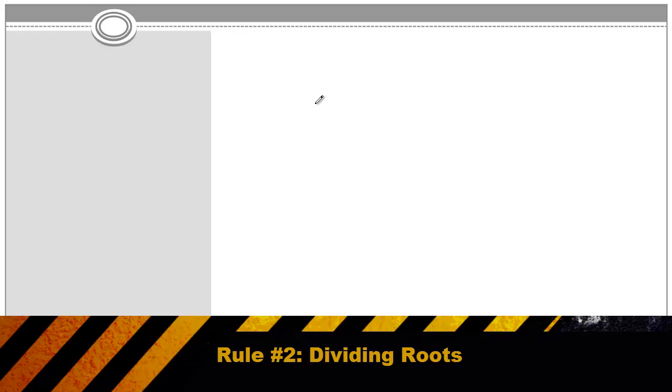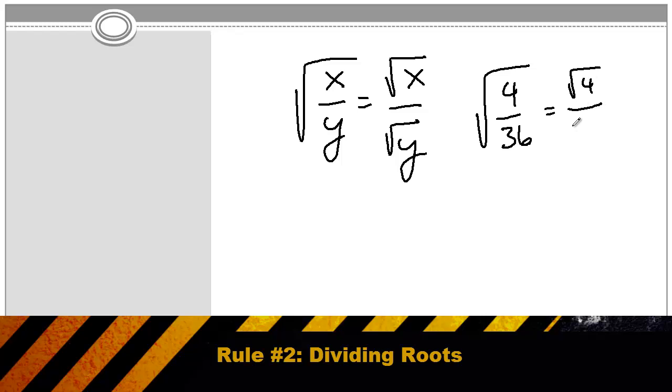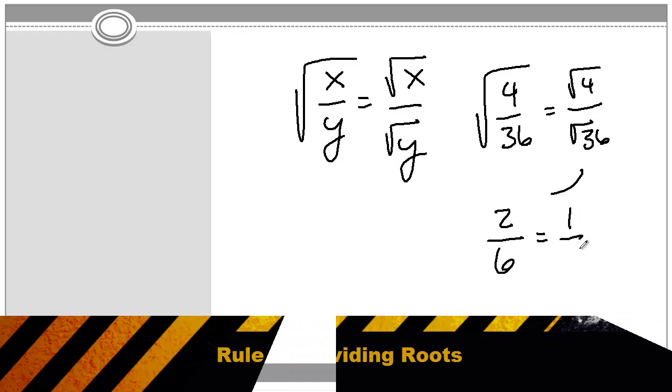The next concept has to do with dividing radicals. You should be aware that the square root of x over y is the same thing as the square root of x over the square root of y. So if a problem had an expression like the square root of 4 over 36, you could break that down to be the square root of 4 over the square root of 36. Then you could write that as 2 over 6, which then becomes 1/3.